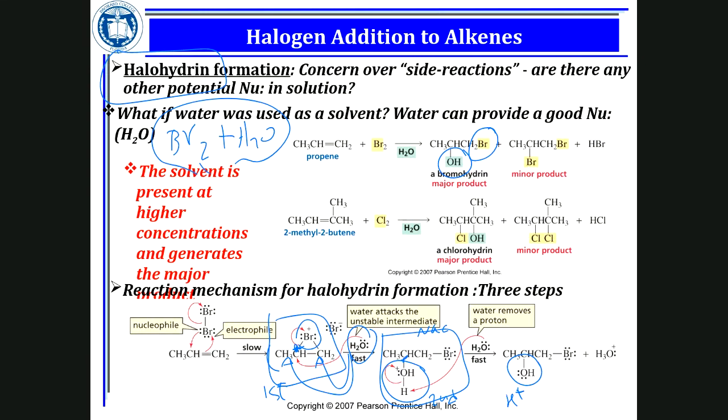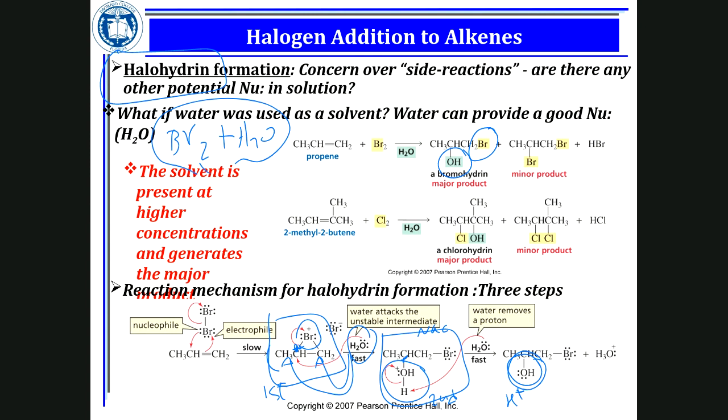Is it going to be Markovnikov or anti-Markovnikov? In this case, it is Markovnikov addition because OH is added to the more substituted carbon. So OH will add to the more substituted carbon. The addition is going to be anti-addition: if Br comes from one side, OH is going to attach from the opposite side.